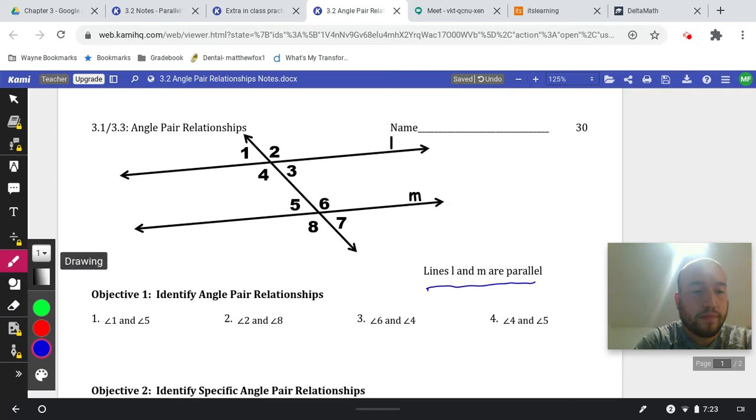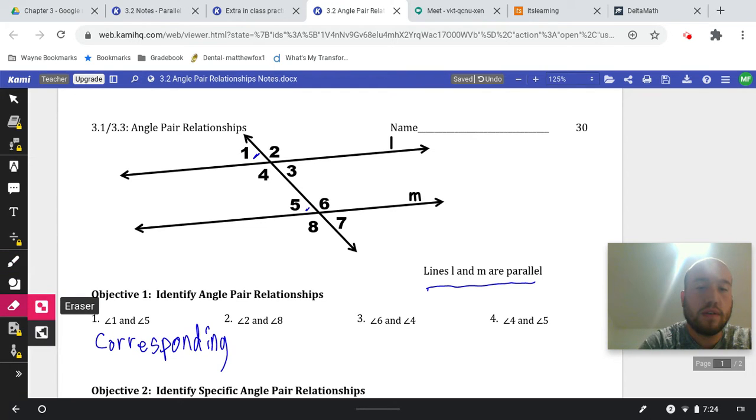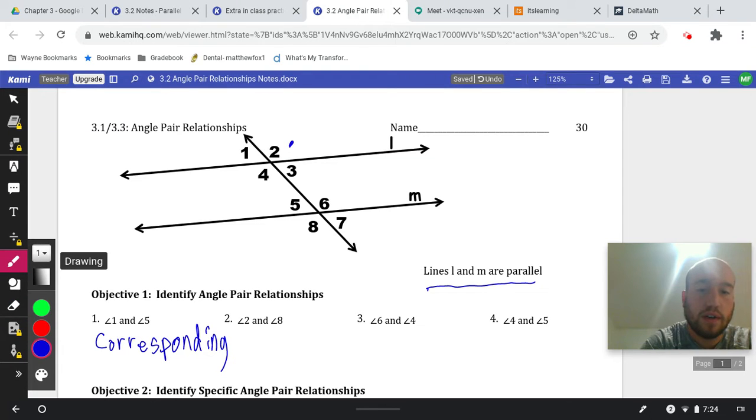So right here, angle 1 and angle 5. Hopefully you can see they're both up to the left, so that is what we call our corresponding angles. Alright, so our next pair, angle 2 and 8. 2 is over here, 8 is here. They are both on the outside, so they will be exterior. They are on alternate sides, so alternate exterior.